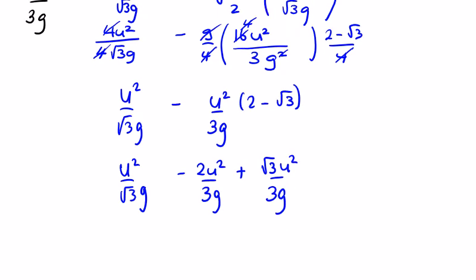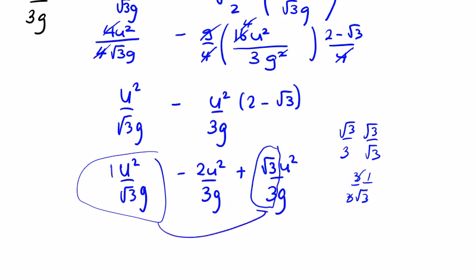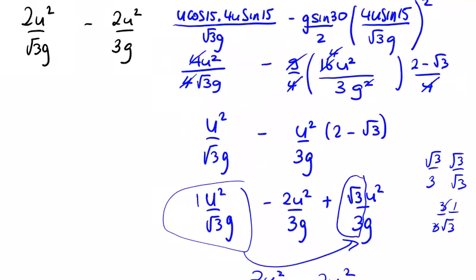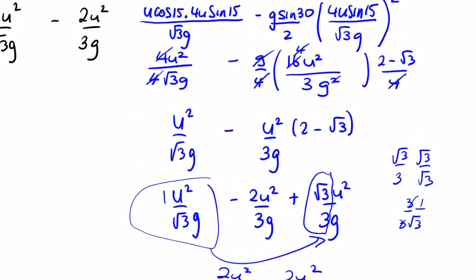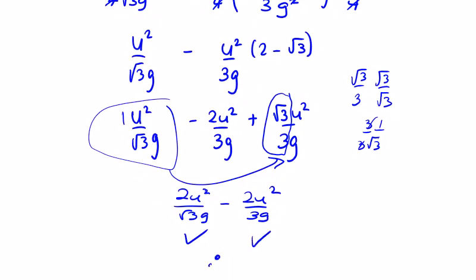Now let's simplify this down. So simplifying this one, this root 3 over 3, if we multiply by root 3 over root 3, it's the same as 3 over 3 root 3, which is 1 over root 3, which is the same as this 1 over root 3 here. So we have two of these, this and this are the same. So we have 2u squared over root 3g minus 2u squared over 3g. And are these two things the same? 2u squared over root 3g, yes. And 2u squared over 3g, yes. So therefore, alpha is equal to 15 degrees.